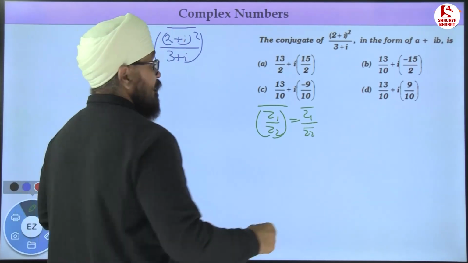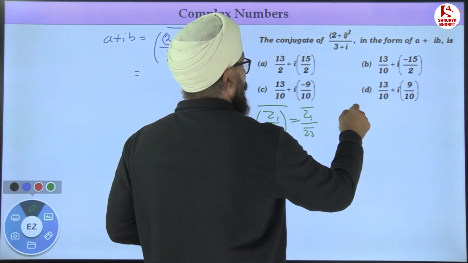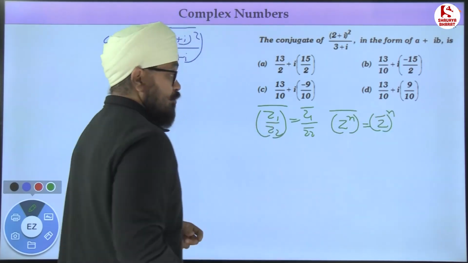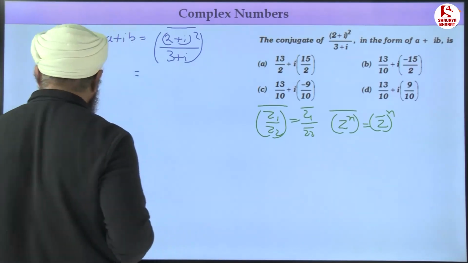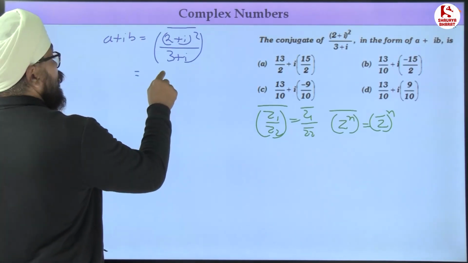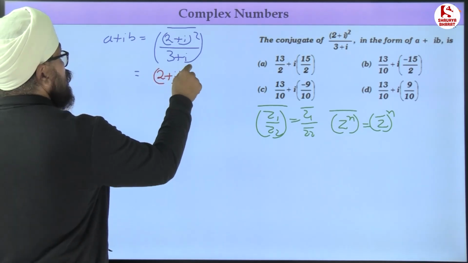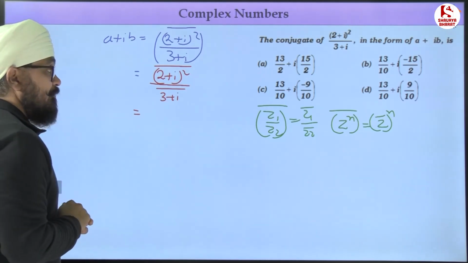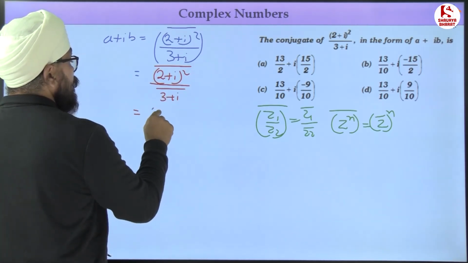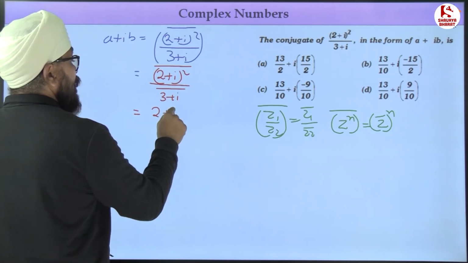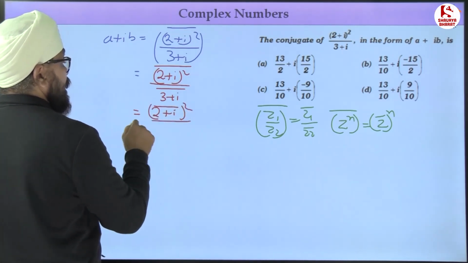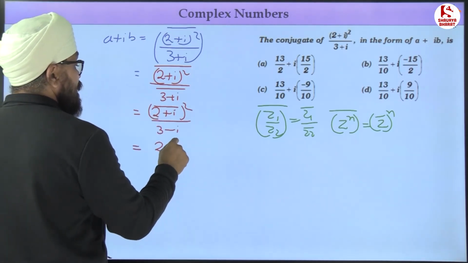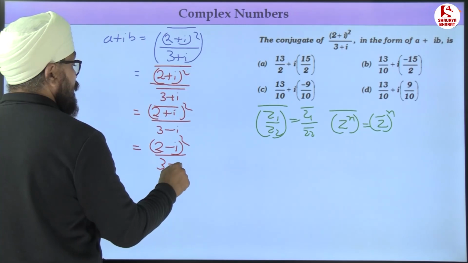The second one, when there is a complex number which is having power n and we want to take the conjugate, it is nothing but the conjugate's power n. So, these are two important properties which we can apply here. So, first this will give you 2 plus iota whole square conjugate and 3 plus iota conjugate. So, the result that we are getting is 2 plus iota conjugate and then the whole square is taken, and this is 3 minus iota. So, this becomes 2 minus iota whole square whole divided by 3 minus iota.